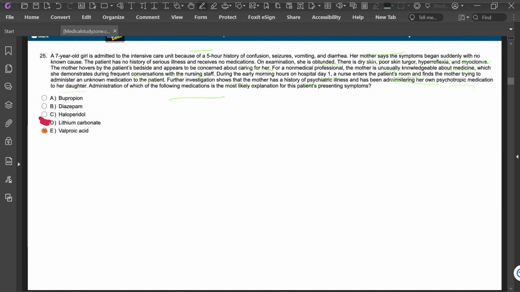Okay, so lithium can cause serotonin syndrome? Yes, it is not usual. Usual, yeah, that's what I'm saying. It's not usual. Yeah, okay.